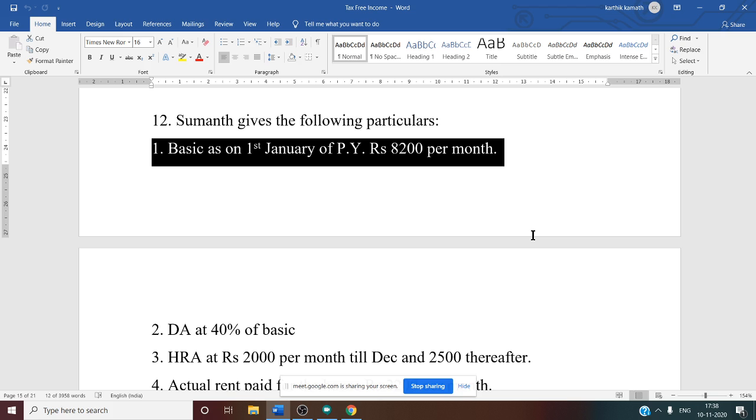Why? Because this 1st January of previous year means previous year starts from April to March. Previous year starts from April to March financial year. So 2019, 1st April 2019 to 31/3/2020 is our previous year. So now on 1st January of the previous year means on 1/1/2020 his salary is 8,200 per month.